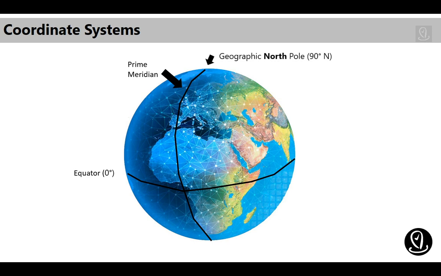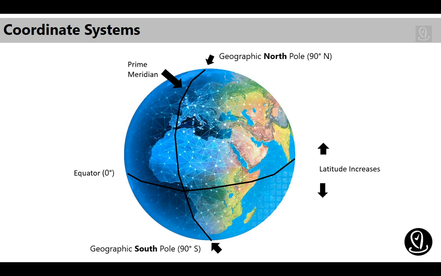The prime meridian is essentially a line of longitude which runs from the geographic North Pole, which is at 90 degrees north of the equator. And at the other end of the prime meridian is the geographic South Pole, which is at 90 degrees south of the equator.